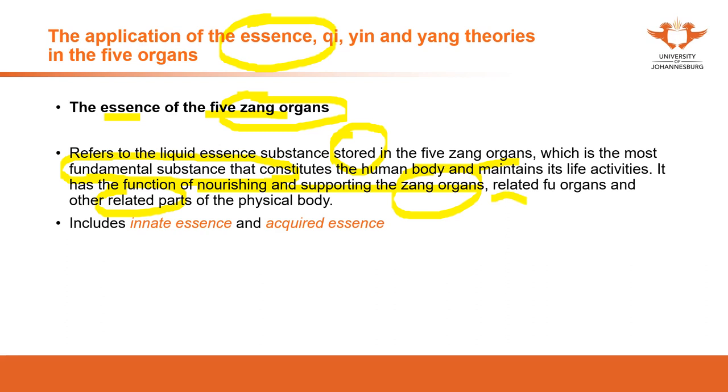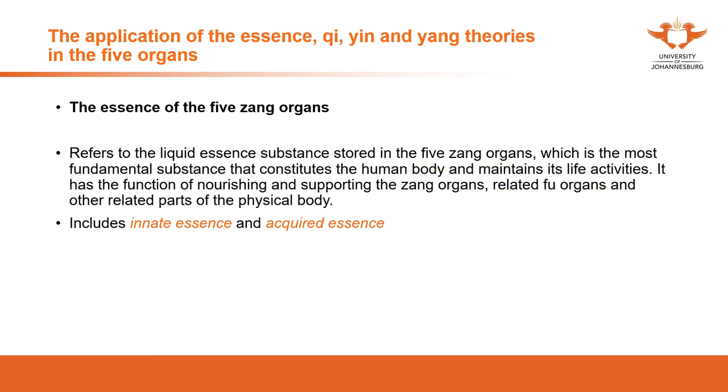The heart is related to the small intestine. The urinary bladder is related to the kidney. So the Zang organs also can support the related Fu organ as well as the related parts of the physical body. So when we talk about the essence of the five Zang organs, we actually talk about the heart essence, the lung essence, the kidney essence, the liver essence, and the spleen essence.